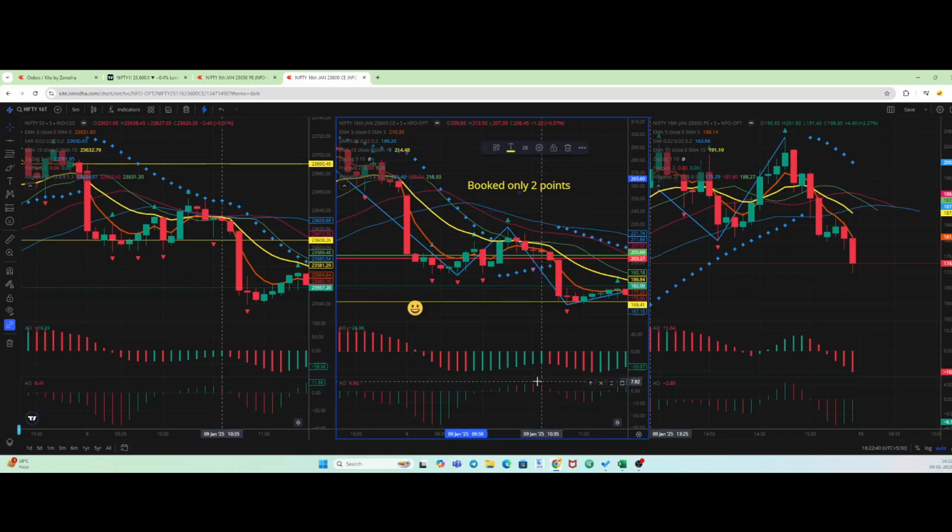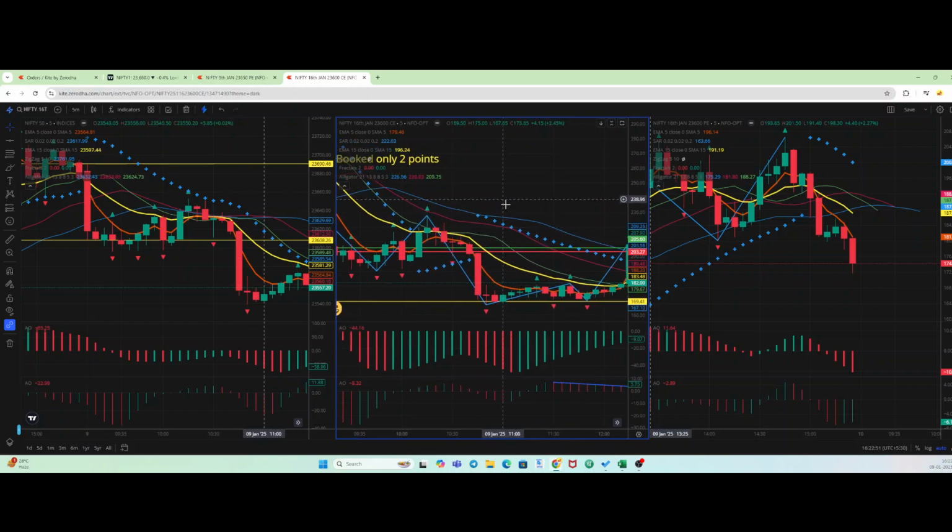Here we booked only 2 points. Okay, so next trade, if you see, there is no indicator here. Here it is giving the signal. Afterwards, this area is giving the signal. This area is giving the signal.